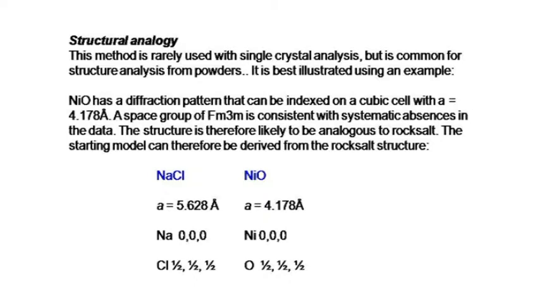So what we do is we say if this is nickel, we have the cell dimension here, it's shorter than this, but we put the nickel in this position and the oxygen in this position. And we try the refinement to see if it works. And hey presto, you have a structure solution.